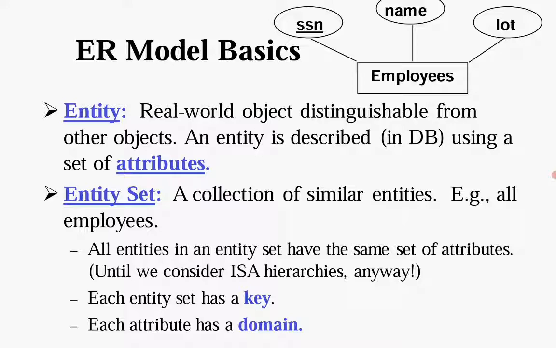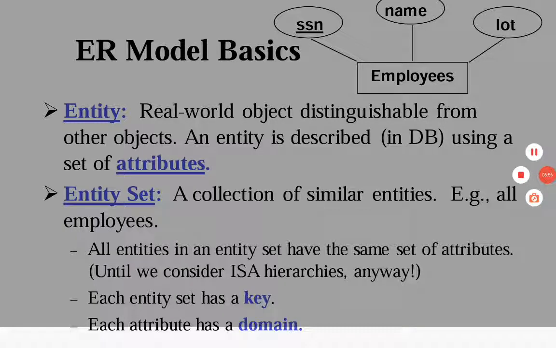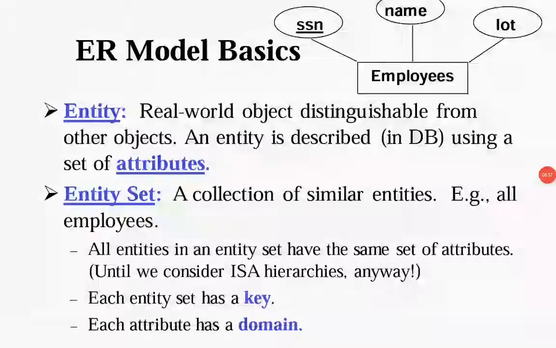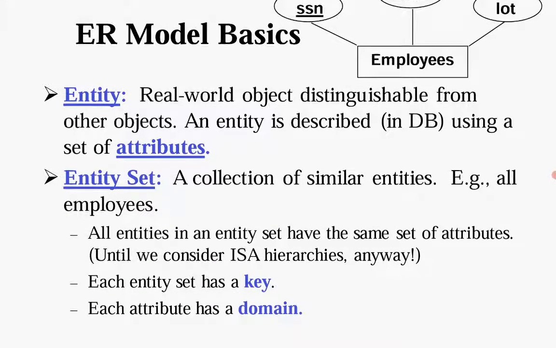So here we have drawn a simple ER diagram with employees, with SSN, name, and lot. Employees is an entity, and all entities are generally represented with a square symbol. Attributes or properties or characteristics are generally represented with a circle or oval symbol. So this is the simple example of an employee entity.